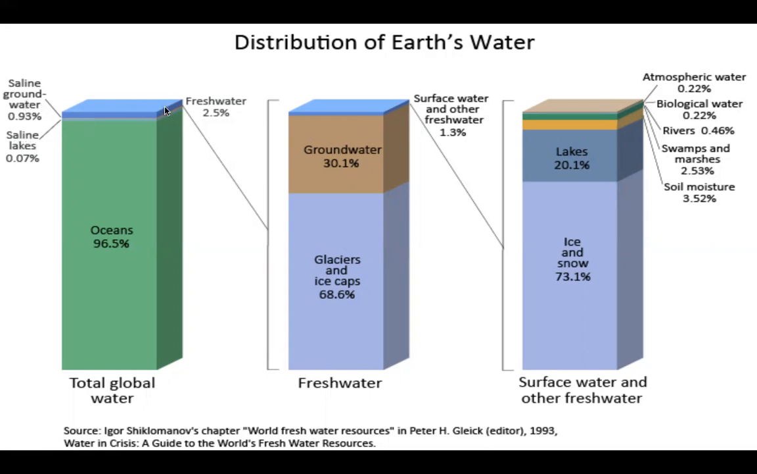Of that 2.5% fresh water, most of it's actually frozen in glaciers and ice caps, so we can't really use that super well. About 30% is available in groundwater. So when we put a well into the ground, usually you're tapping into groundwater, a major source there. And then the rest is surface water and other fresh water. So then you can see the breakdown of that surface water over here.